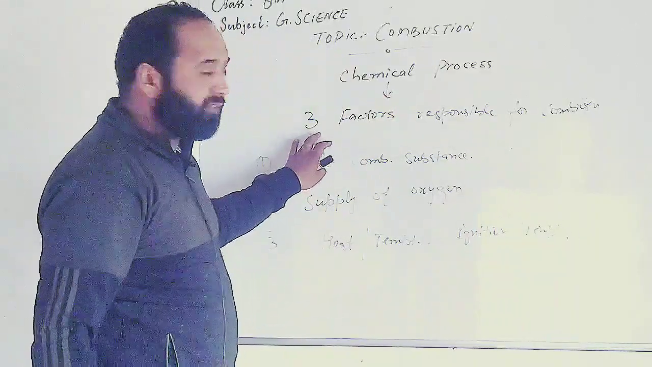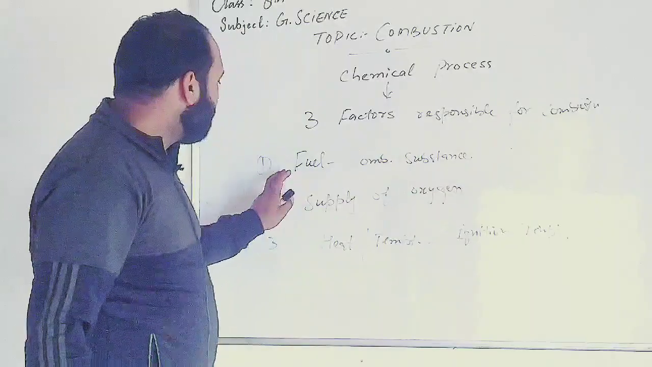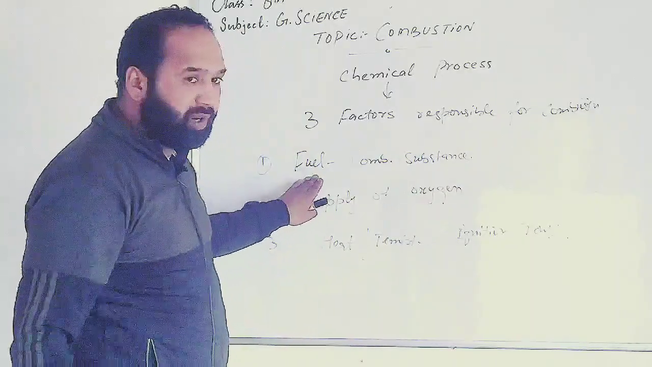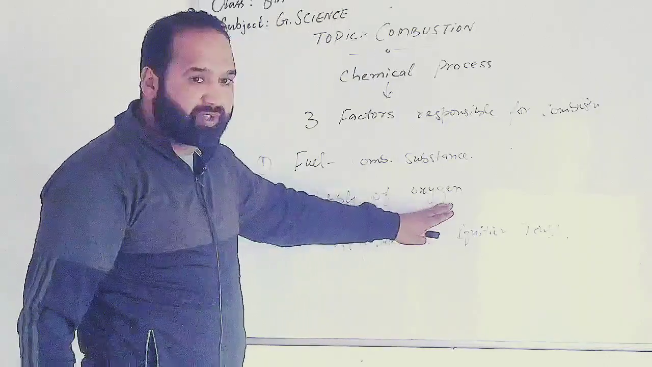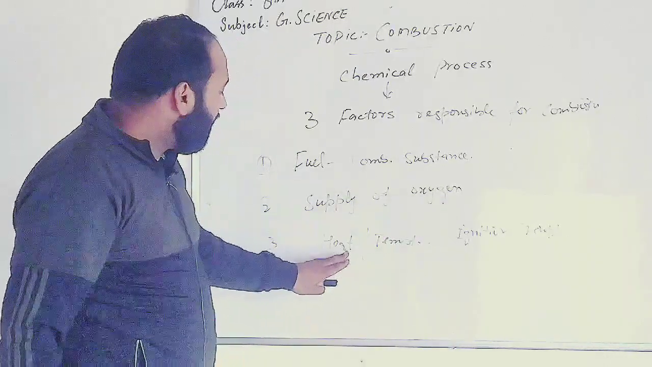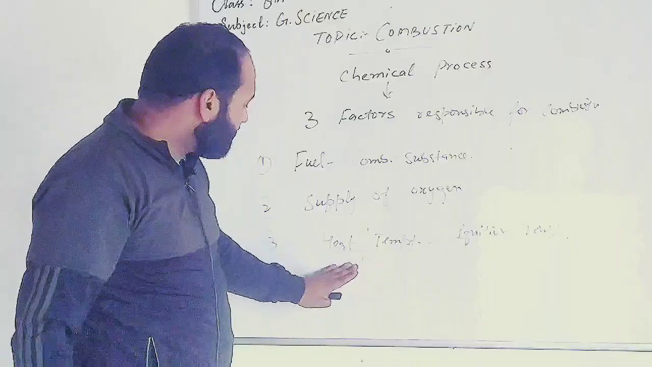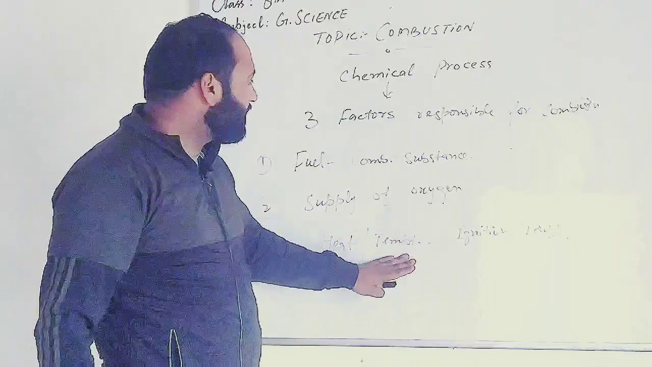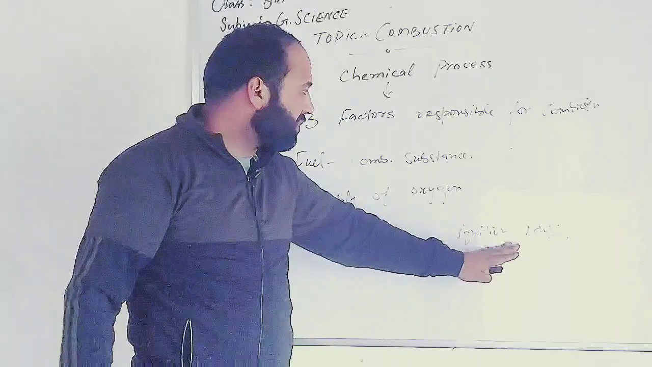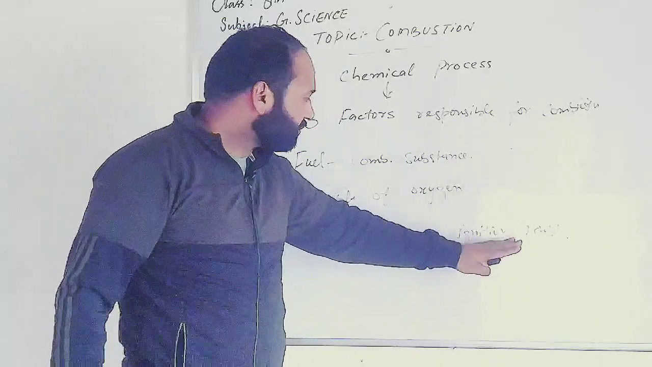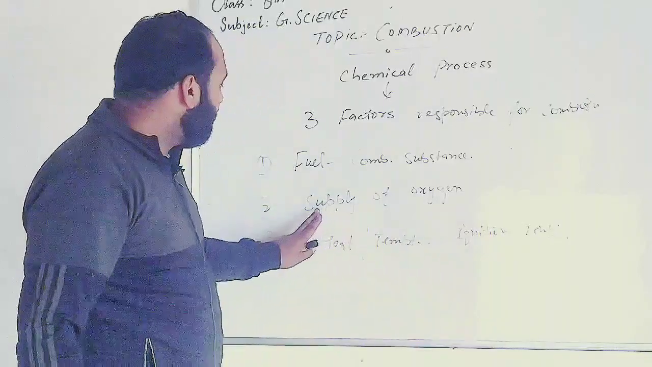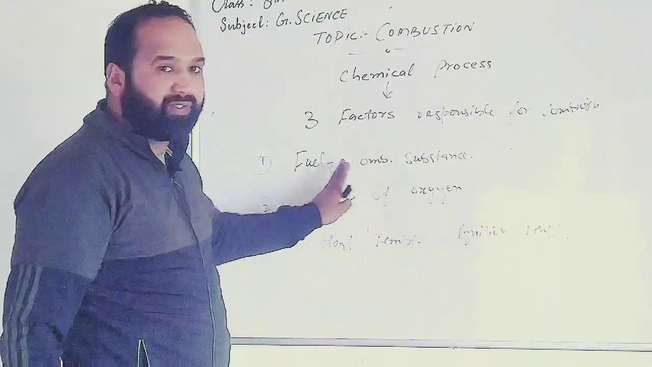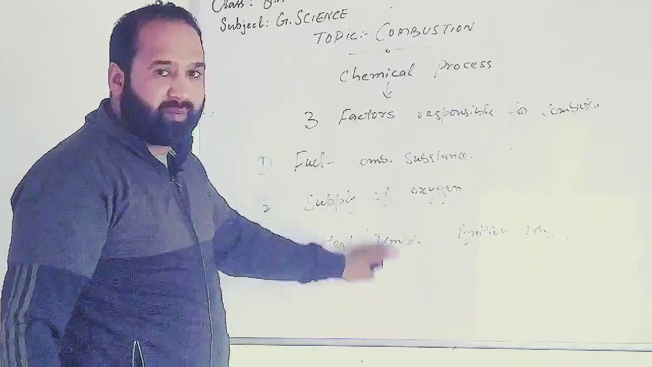There are mainly three factors that are responsible for combustion. First of all, we must have available fuel, that's called combustible substance. Second, we must have a supply of oxygen. And third, we must have heat or temperature given to the substance, that is called the ignition temperature. When a substance reaches its ignition temperature, having a supply of oxygen, it catches fire. That is what we call combustion.